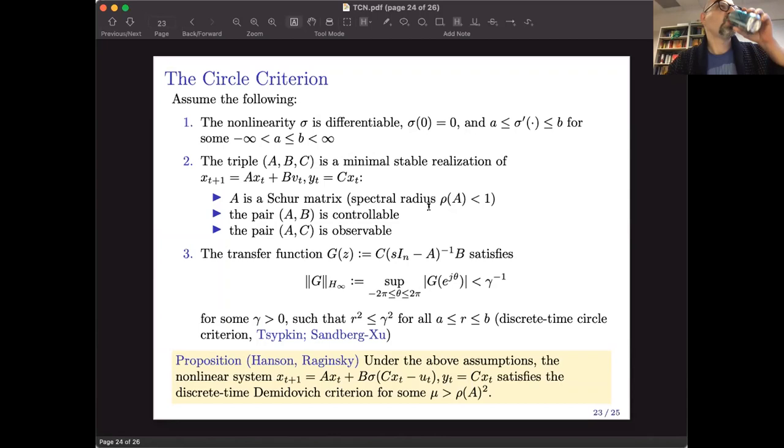So this A is stable, right? It means that the spectral radius is less than one. The pair (A, B) is controllable, the pair (A, C) is observable. This is just the linear part.